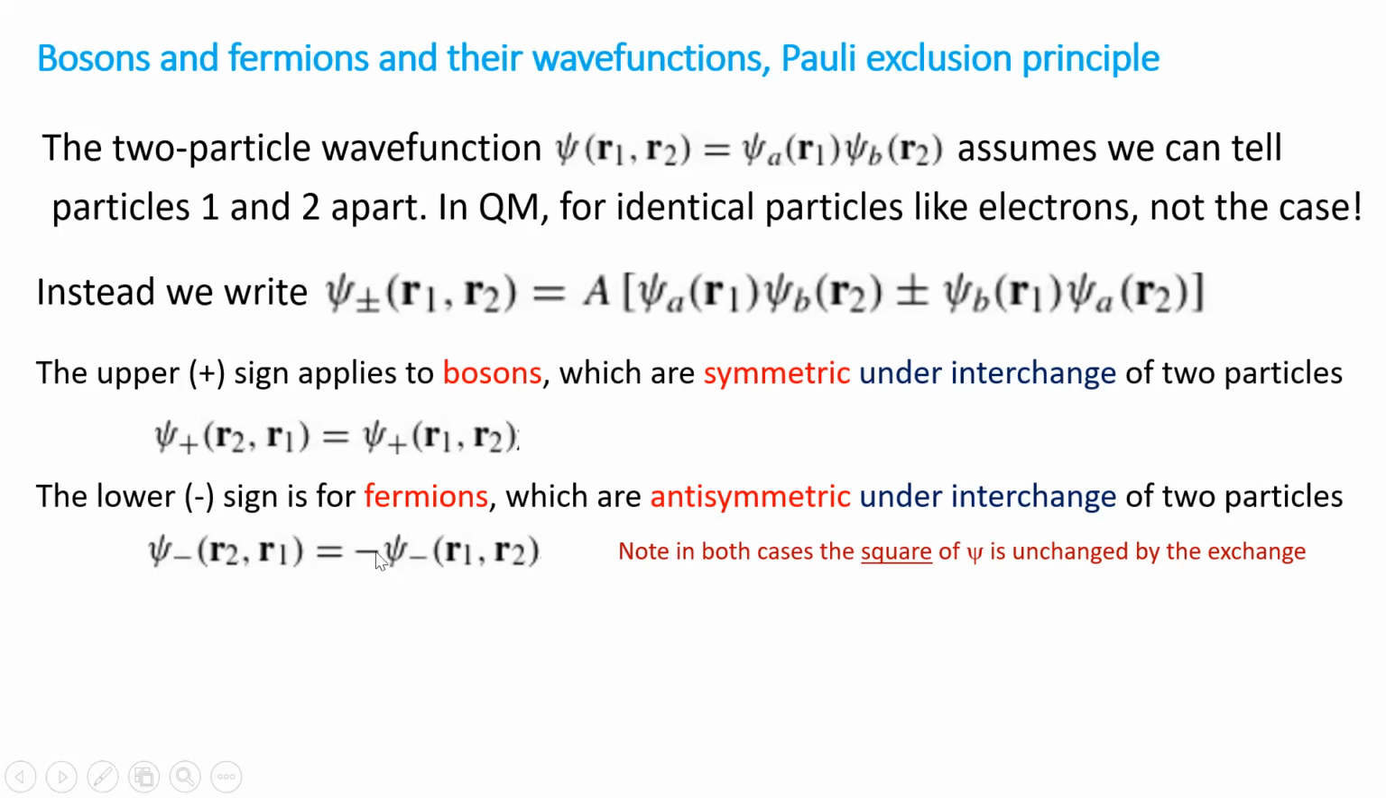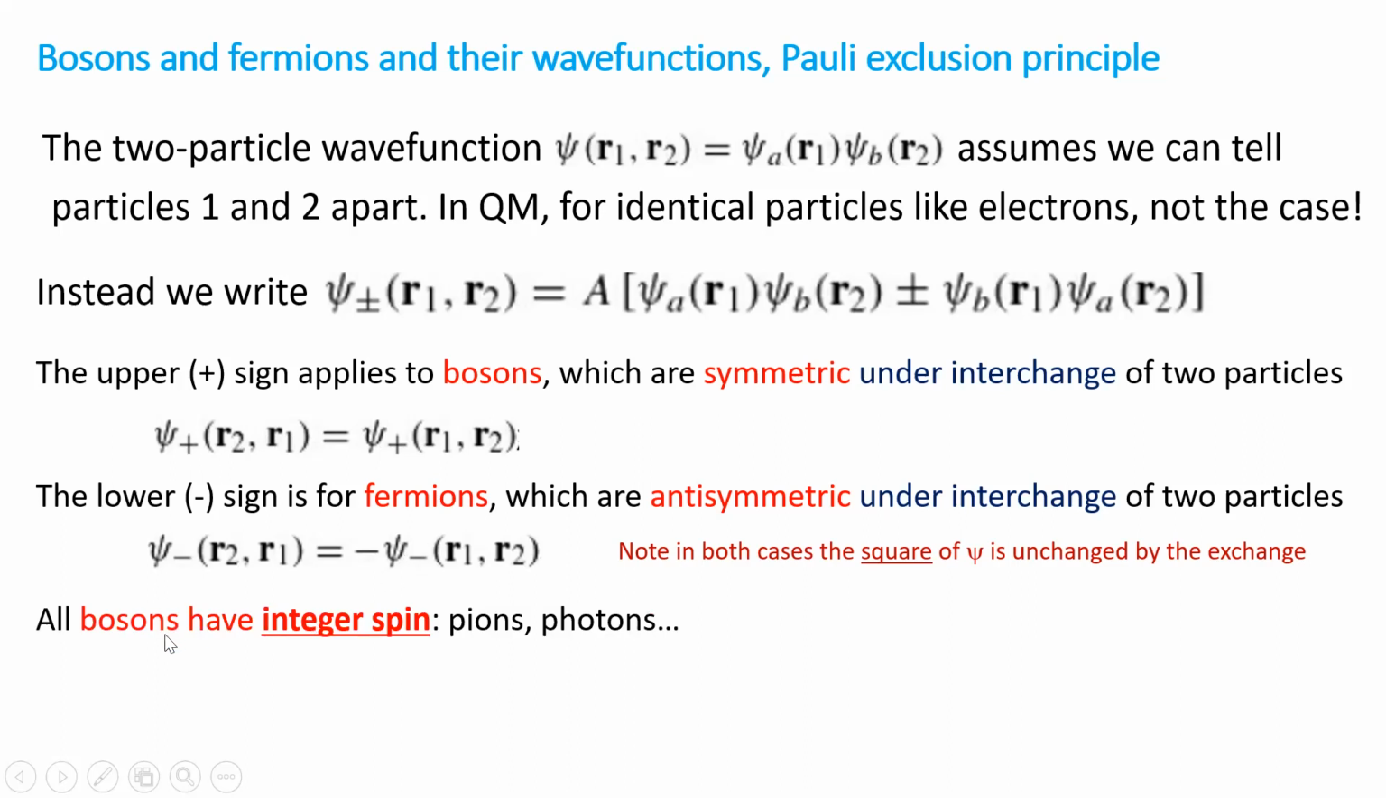But even if we take the negative of psi minus, that is, if switching the two coordinates switches the sign of the wave function, when we take the modulus squared, the minus sign goes away. The wave function squared is not changed by exchanging R1 and R2 for fermions or bosons. So these are the two alternatives we have to keep the square of the wave function unchanged. Either switching R2 and R1 doesn't change the sign of the wave function, or it makes it negative. In either case, the square stays the same. So that's why there are two classes of particles, bosons and fermions.